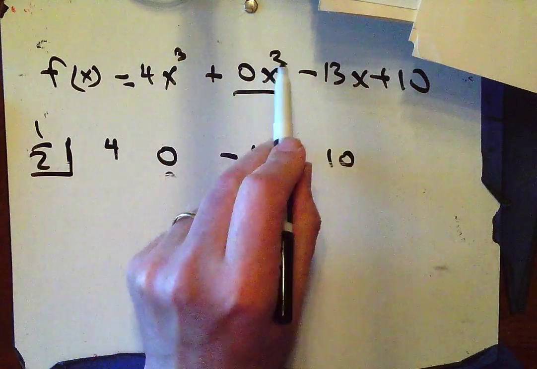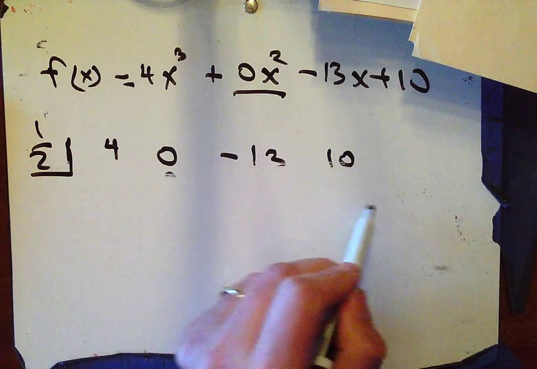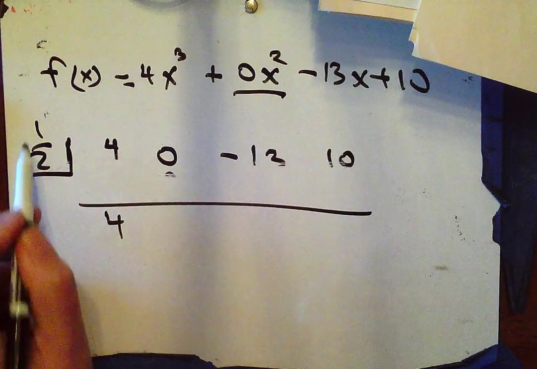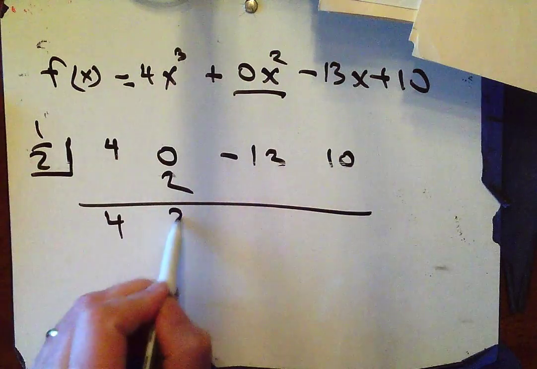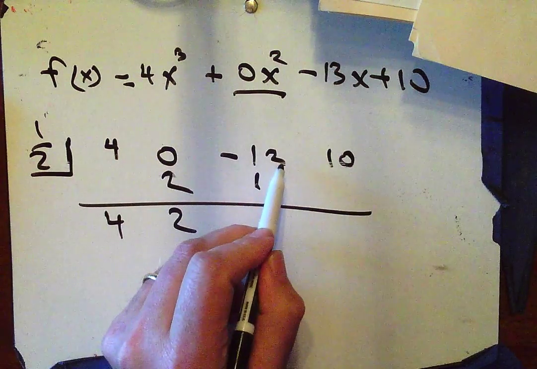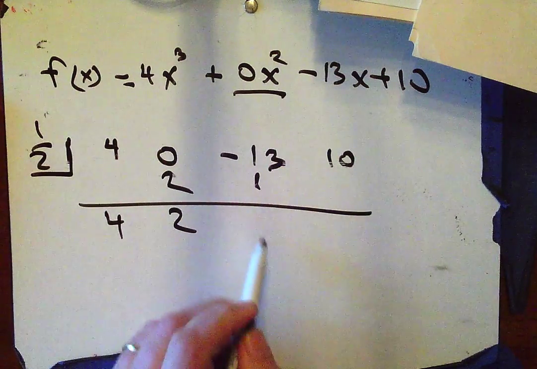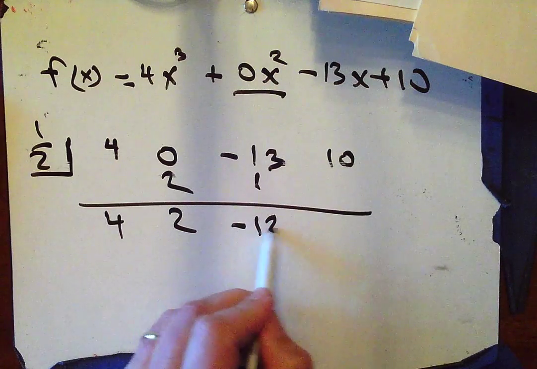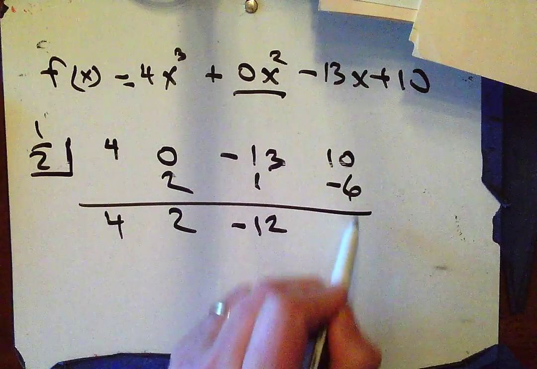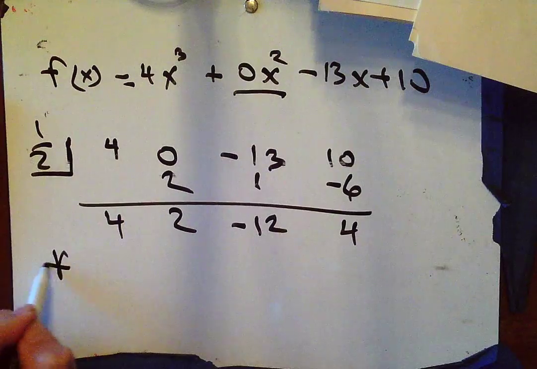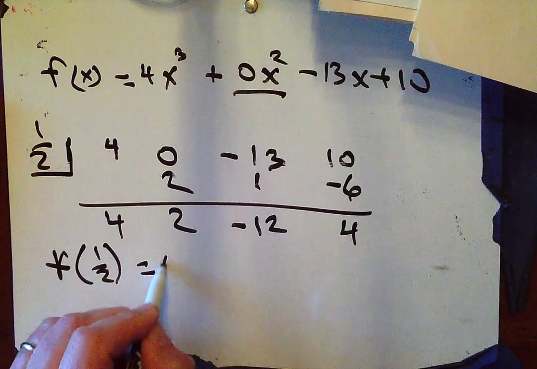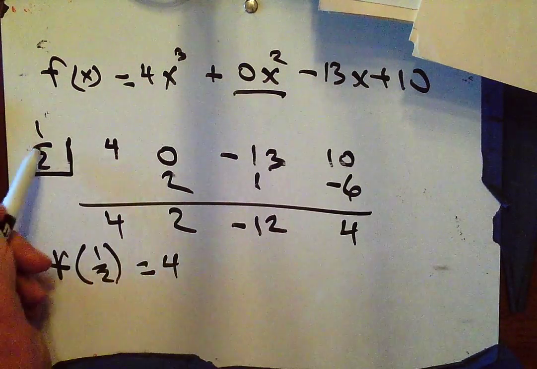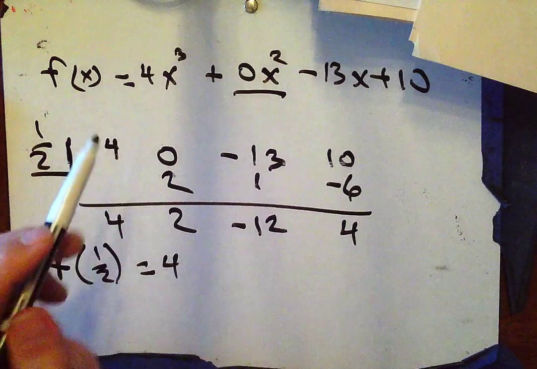I don't want to put 1/2s into those places. So I bring down that 4. 4 times 1/2 is 2. 2 times 1/2 is 1. That's a 13. Minus 13 plus 1 is minus 12. And then I get -6 and 4. F of 1/2 equals 4. I tell you, even with fractions, no problem.